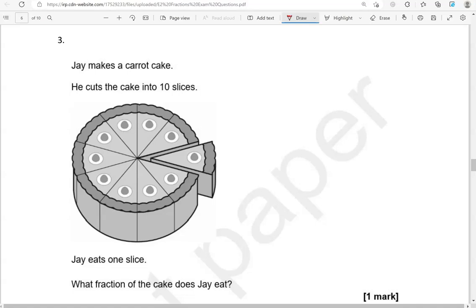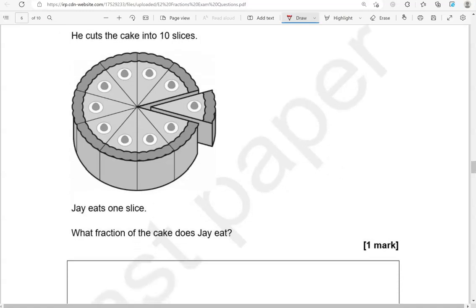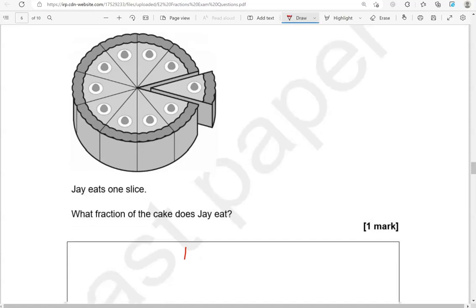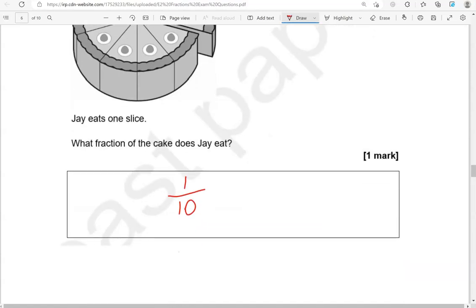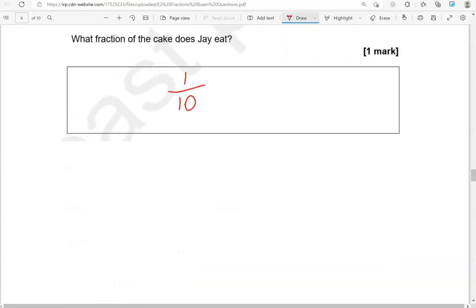Jay makes a carrot cake. He cuts the cake into 10 slices. Jay eats 1 slice. What fraction of the cake does Jay eat? So he eats 1 out of the 10. So that's 1/10 that he's eaten.